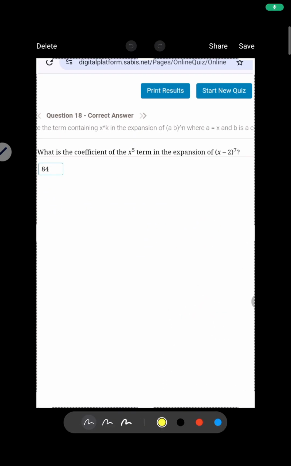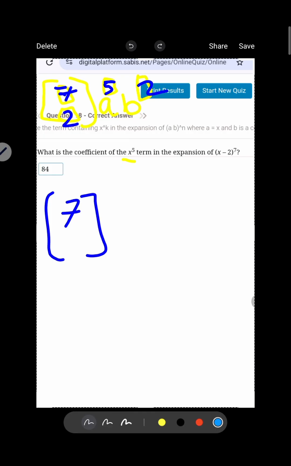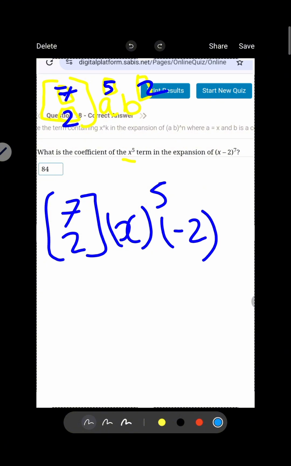For this question, they said they want the coefficient of x to be to the power of 5. Now, I already showed you how to do this before. You put a box and another box, and then A, B, box, box. The power is 7, so here it's 7. They said they want x to the power of 5. Here it's A, so basically 5. So 7 minus 5 is 2. Here you make it 2. So 7 and 2, and x to the power of 5 and -2 to the power of 2.